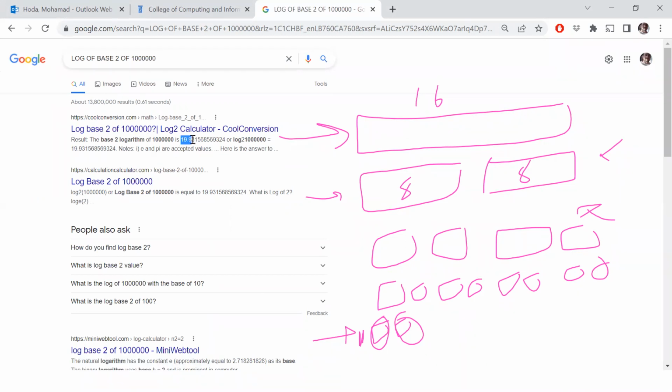19 steps. Just 19 steps, I can get you from 1 million into 1. That's what the logarithm means, actually, and we use this a lot in programming, this logarithm function. So what does this mean here?